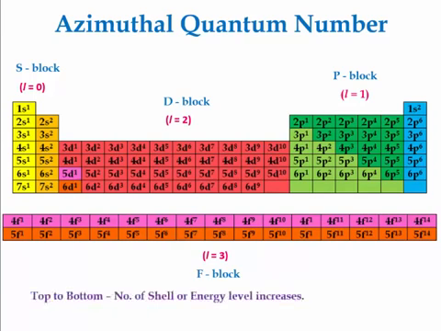We can see that when we move from top to bottom in the periodic table, the number of shells or energy levels is increasing. For example, 1s, 2s, 3s, 4s, 5s, and so on. As we move from left to right, the electrons are entered into the same shell. For example, 3d1, 3d2, 3d3, 3d4.